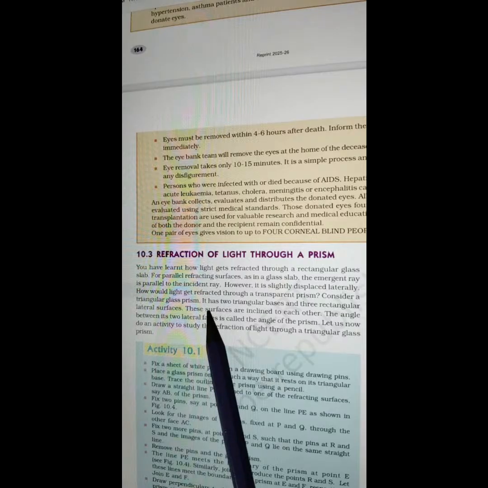Next one, 10.3, refraction of light through a prism. You have learned how light gets refracted through a rectangular glass slab. For parallel refracting surfaces, as in a glass slab, the emergent ray is parallel to the incident ray. However, it is slightly displaced laterally. How would light get refracted through a transparent prism?